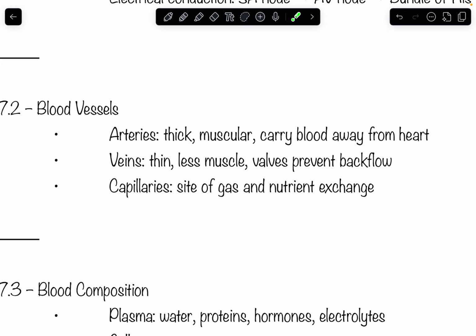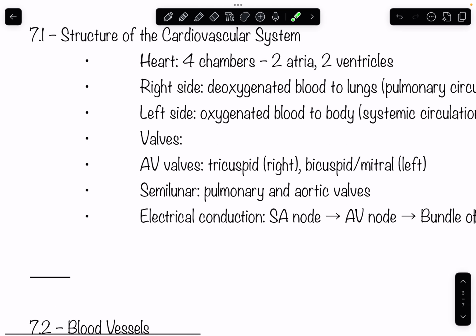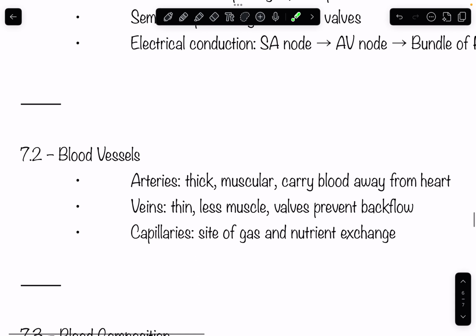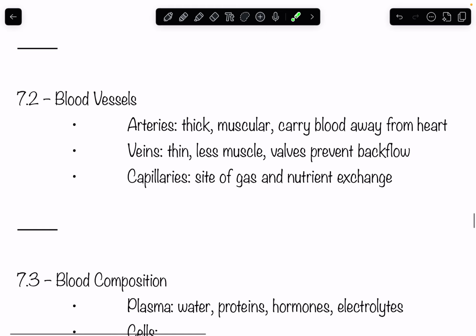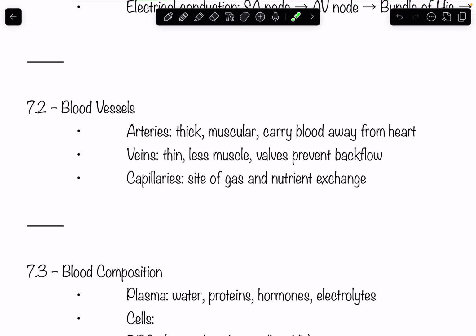The valves, like your AV valves and others, are what prevent backflow. Backflow means blood doesn't go back up; it just keeps flowing the way it's supposed to flow. And then your capillaries are going to be the site of gas exchange as well as nutrient exchange.